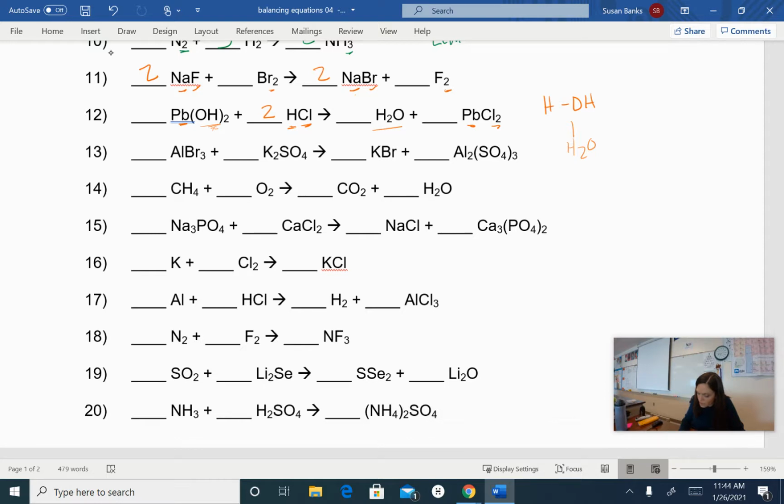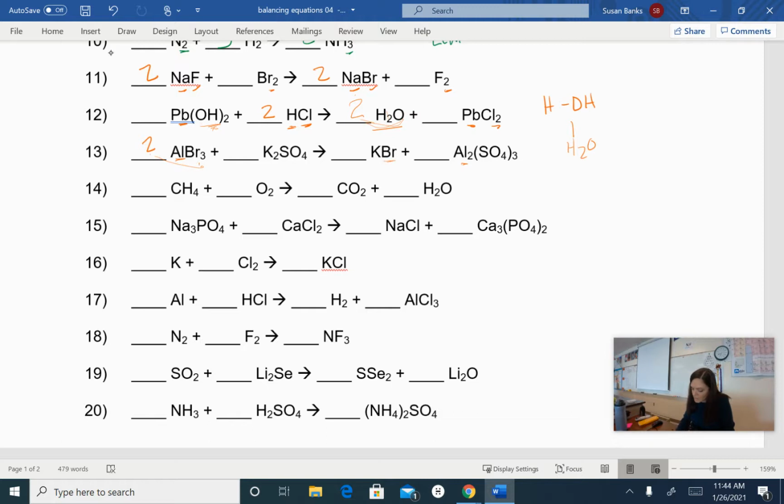I've got 4 hydrogens, 2 here plus 2 here, so 4 hydrogens. So what times 2 gives me 4? 2. And then I've got 2 oxygens for the 2 times 1 for the 2 oxygens. Okay, how'd you do on that one? Let's look at 13. I've got 1 aluminum, I've got 2 aluminums. So let's put this here to balance the aluminums. 2 times 3 gives me 6 bromines.